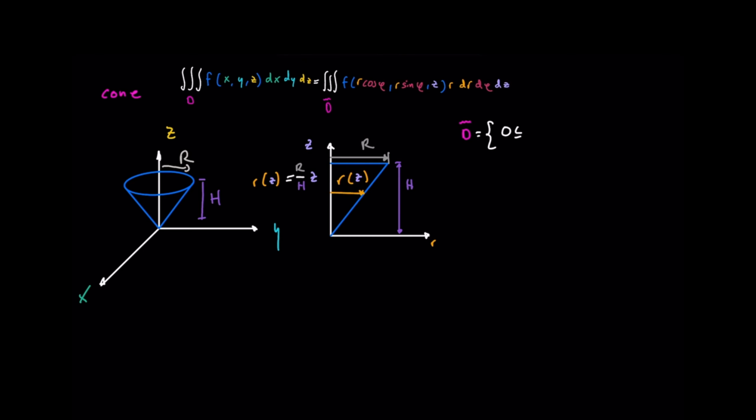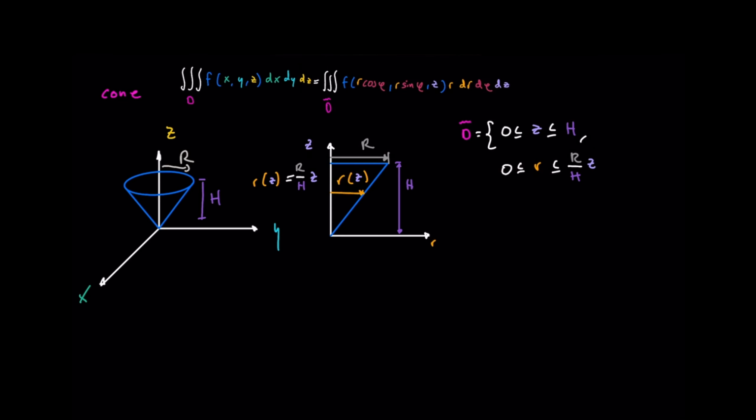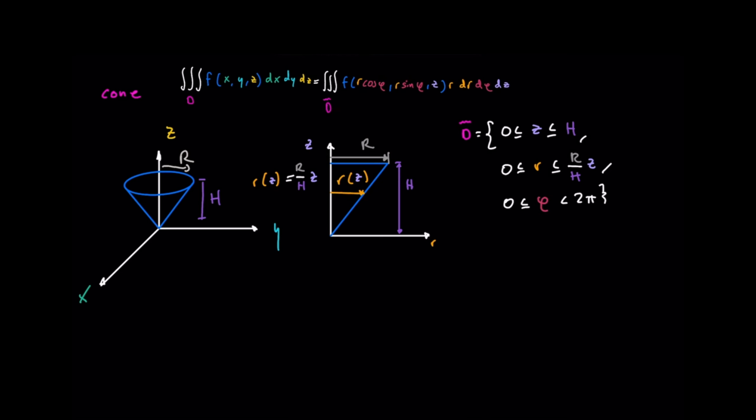Here's the domain for the cone. For z, 0 to h. For r, 0 to r over h times z. For phi, 0 to 2 pi for the full rotation. That's it for the cone. Now let's move on to summarizing everything.